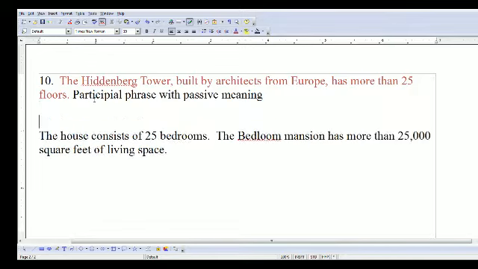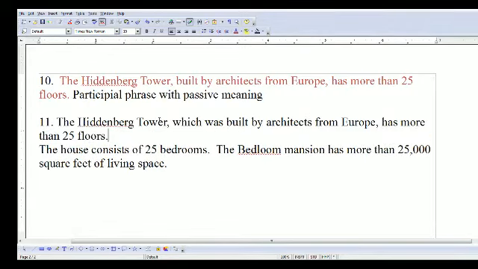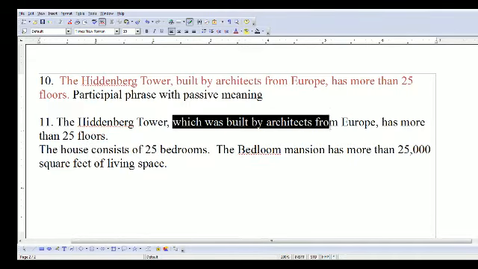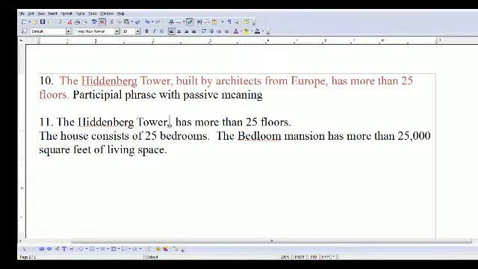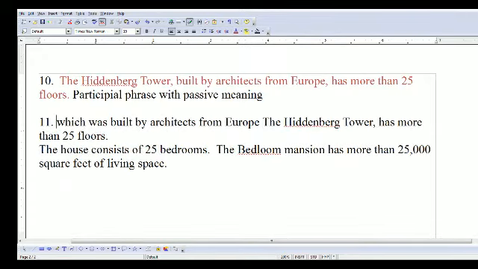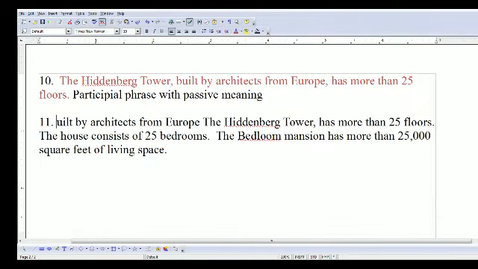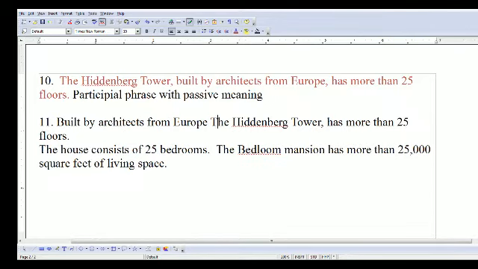Okay, now let's try one more. Let's try this. Now I'm going to take the same idea, but I'm going to use what's called syntactic variety. See, a lot of people are always using subject, verb, subject, verb, subject, verb. But if you want to change that, you don't want to put your subject at the beginning, why not do this? Then you could say this: built by architects from Europe, comma, the Hindenburg Tower has more than 25 floors.